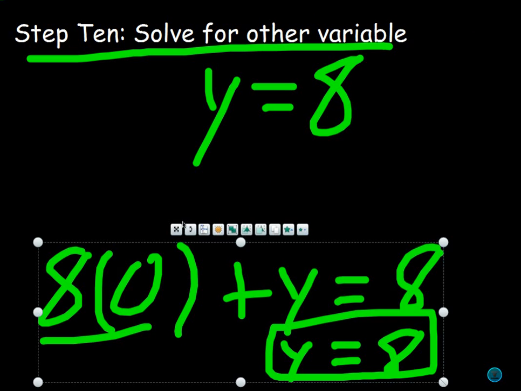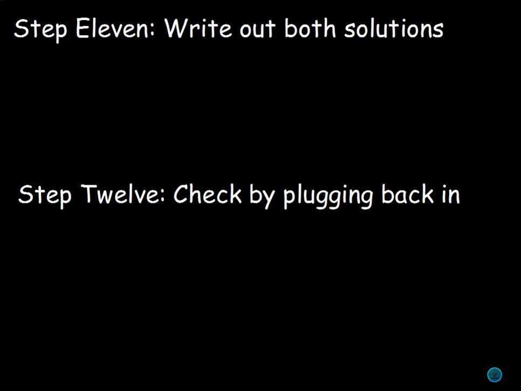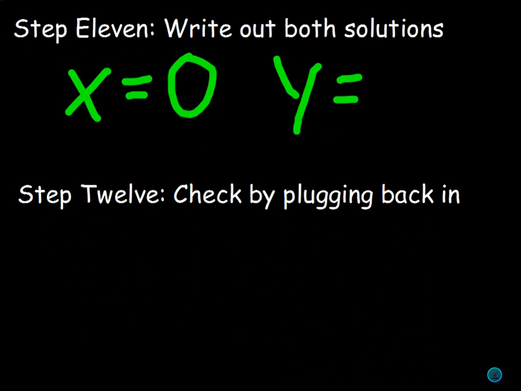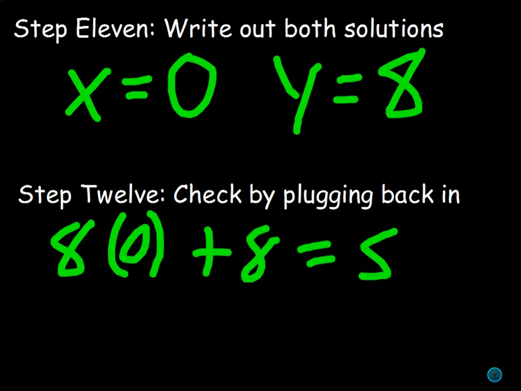Okay. So do you need to check by plugging back in? Not really, especially if you get whole numbers back. But we're going to do it anyways. Let's just write out both solutions. We got x equals 0, right? Y equals 8. Am I right? Yes. Okay, we can plug them back into the equation. For the first one, it would be 8 times 0 plus 8. Does that equal 8? Yes.